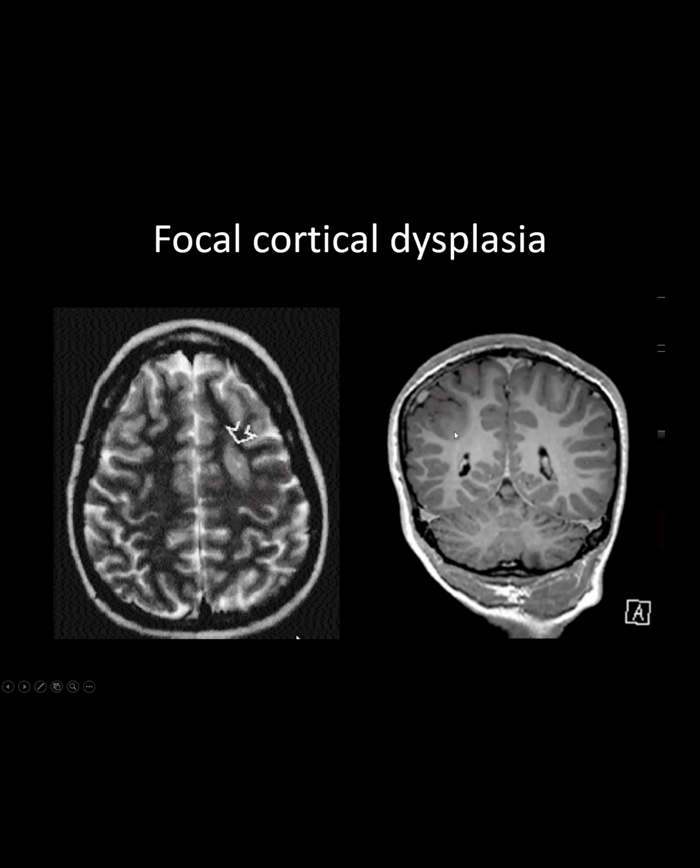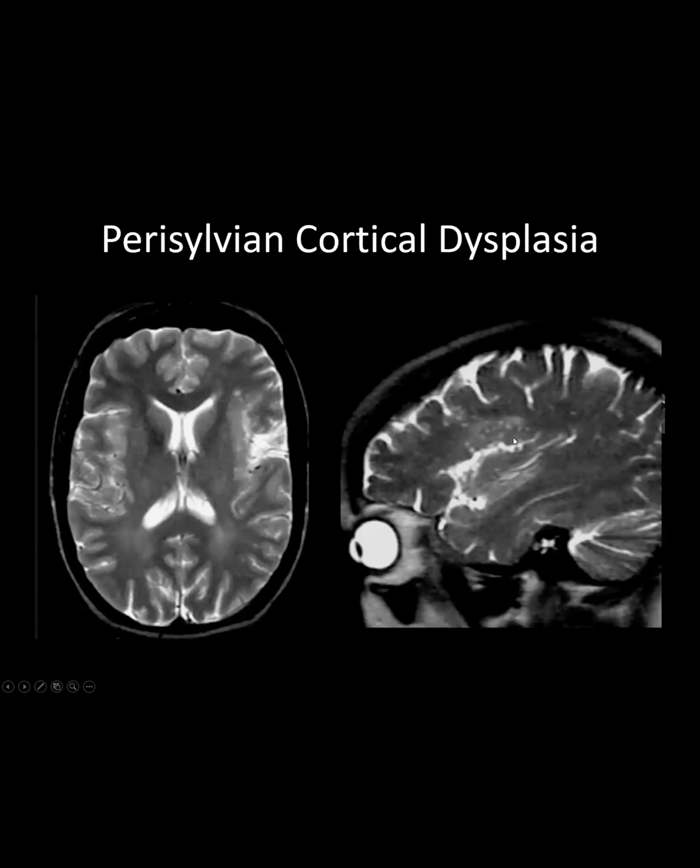The major differential for this case would be a glioma, which again would show mass effect, and you could do advanced imaging for perfusion and spectroscopy to tell this from a tumor. And another example of the same thing. So this is perisylvian cortical dysplasia. If you compare sides, the insular cortex and the margins of the frontal and temporal opercula are too thick.